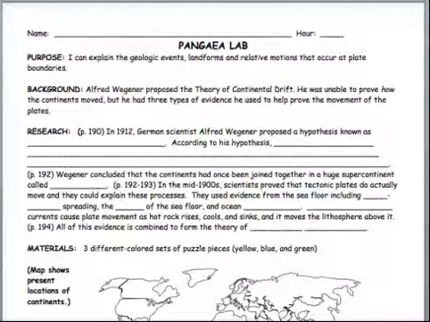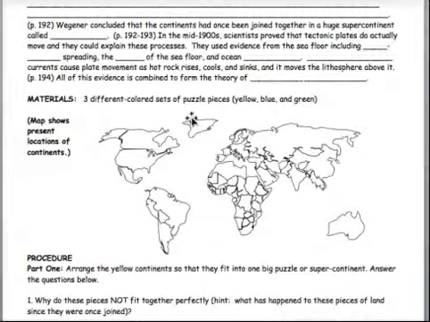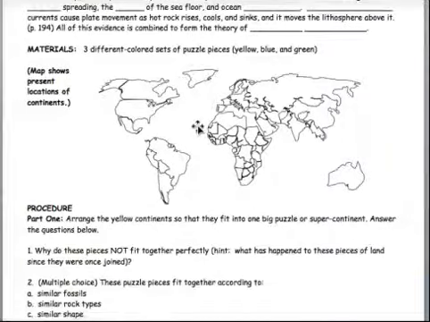It says, Alfred Wegener proposed the theory of continental drift. He was unable to prove how the continents moved, but he had three types of evidence he used to help explain the movement of the plates. So this research part here gives you the pages from the red book where you can look that up, or else look in your notes. But you do need to fill out all that research information. As far as materials go, it says 3 different colored sets of puzzle pieces. One set is yellow, one set is blue, and one set is green.